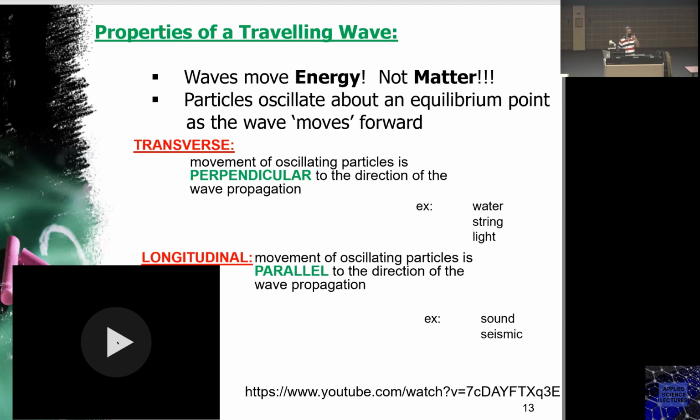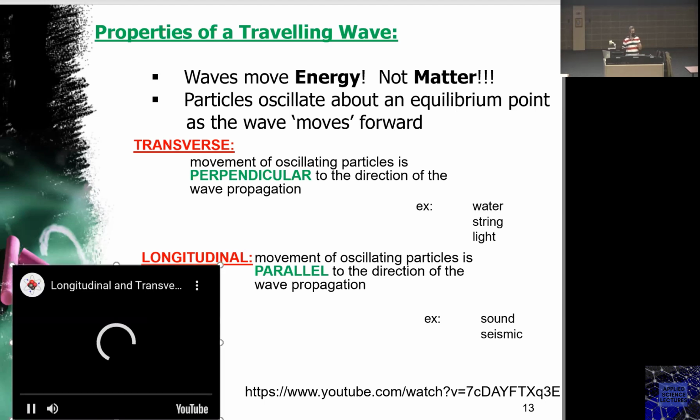In the sound waves, the vibration or the oscillation is happening along the direction of the propagation, and that's what we call the longitudinal wave. The transverse wave, on the other hand, the oscillation is happening perpendicular to the direction of the propagation. So let's watch this video to see the difference between the longitudinal wave and the transverse wave.